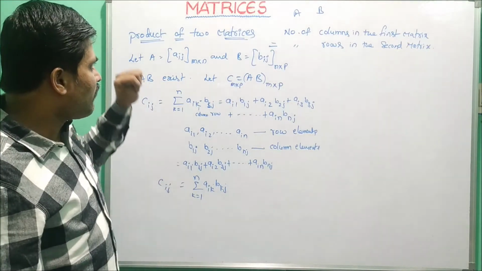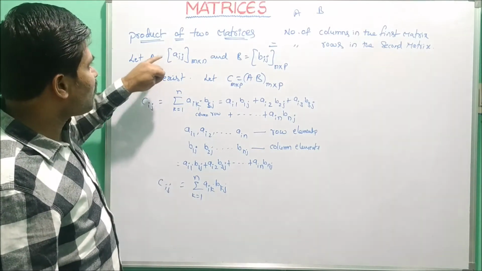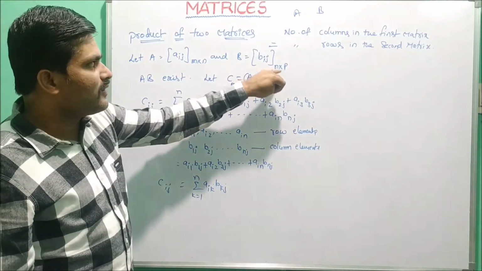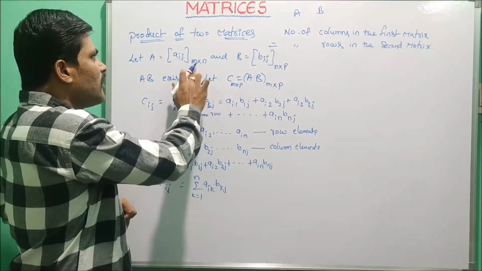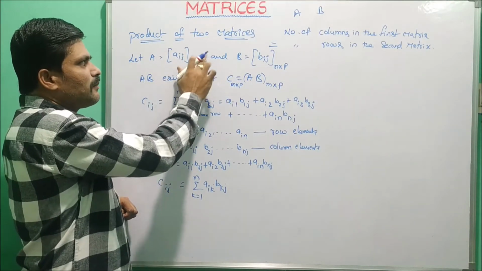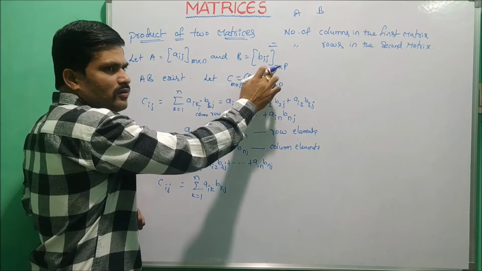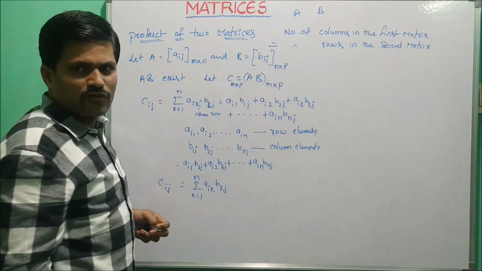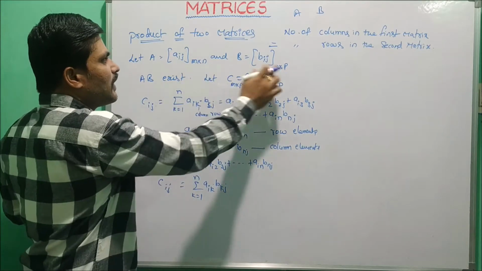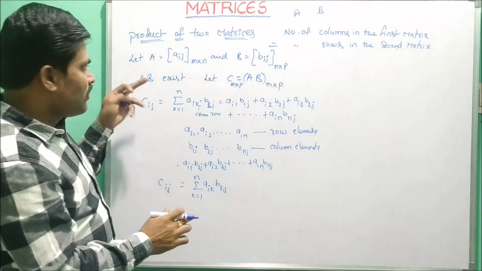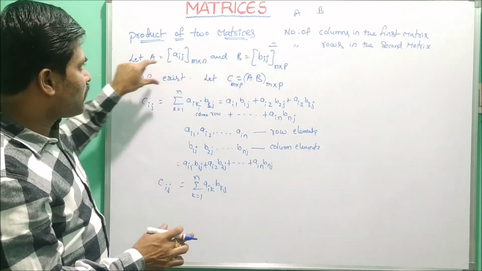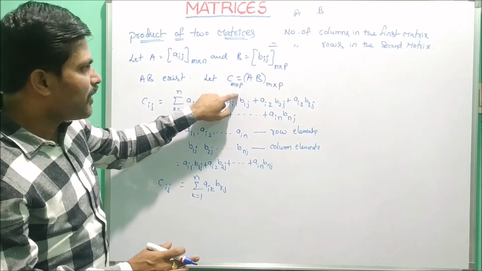So here our definition is, let A equal the matrix Aij of order m by n and B equal the matrix Bij of order n by p. Here clearly we have to observe the orders. In the first matrix the number of columns is always equal to the number of rows in the second matrix. So here we take the orders m by n and n by p. Then AB will exist. Now that AB can be denoted by some new matrix, that is C of order m by p.